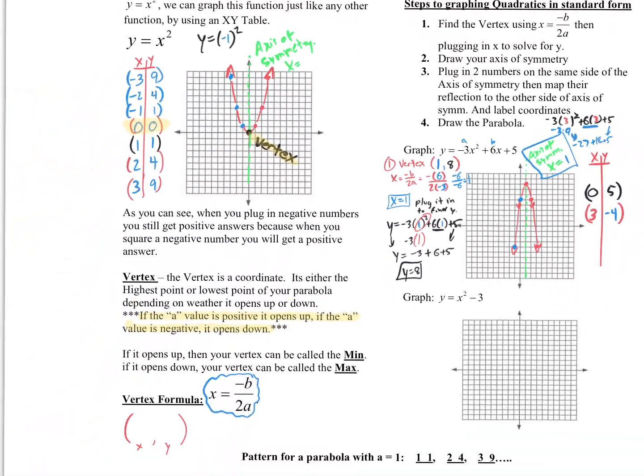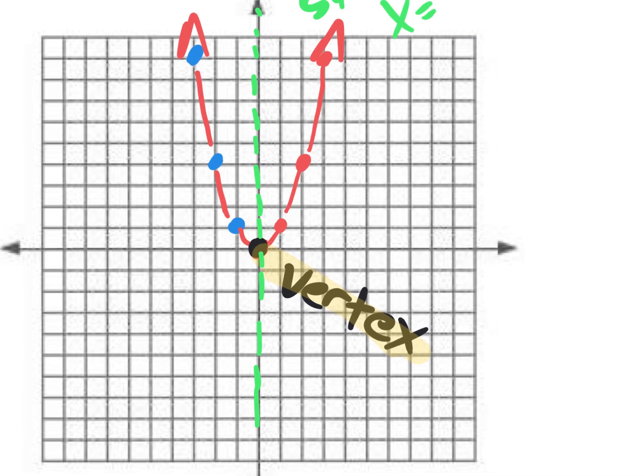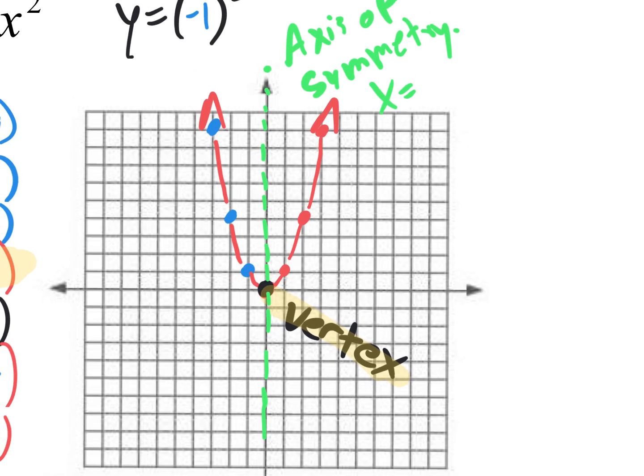What else did we learn yesterday? We learned that the most important point is called the vertex. It's either the highest point or the lowest point of your parabola, depending if it opens up or down. We also learned that through any vertex, there's a vertical line, and vertical lines are all x equals a certain value. That vertical line is called the axis of symmetry, and it will pass right through the vertex, and it'll always be the equation x equals whatever the x value is of your vertex. In this case, the x value of the vertex is 0, so this green line is the equation x equals 0.